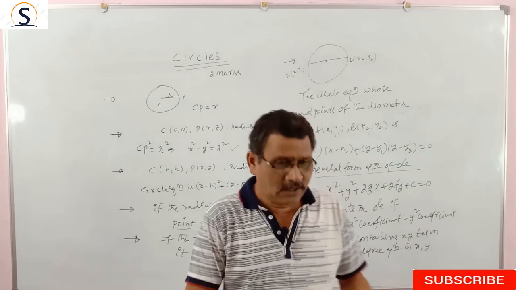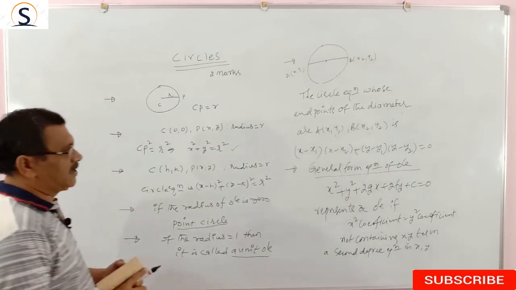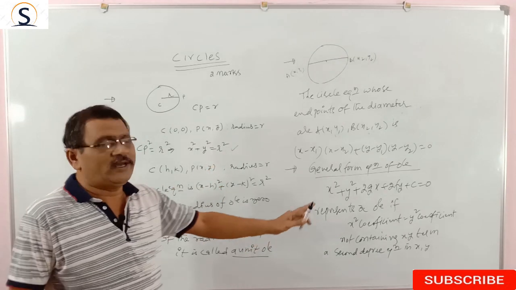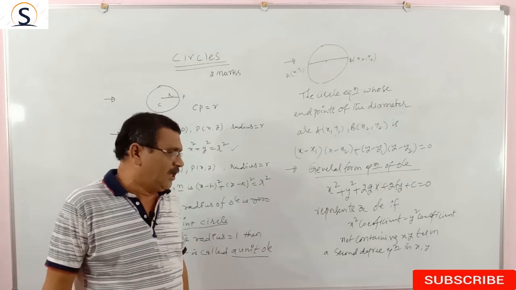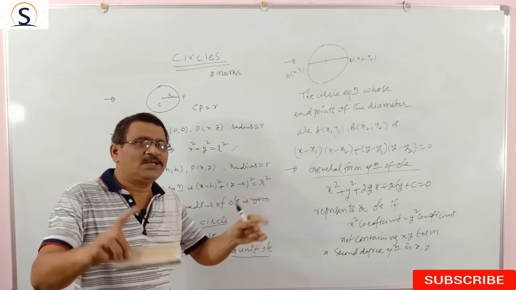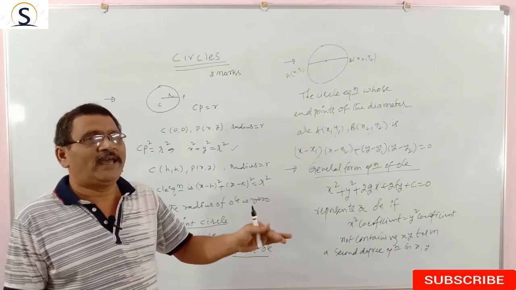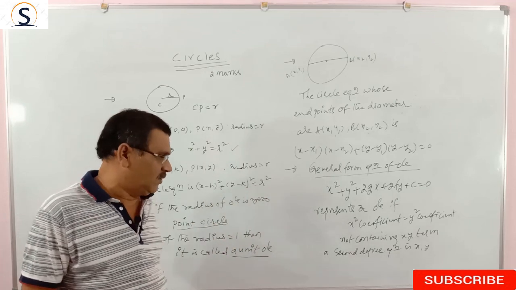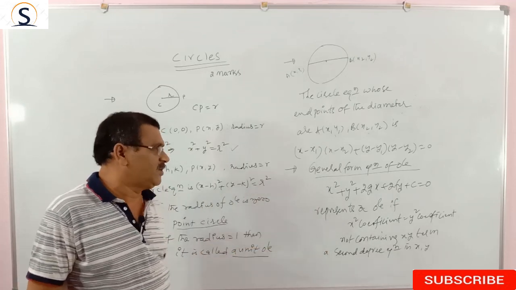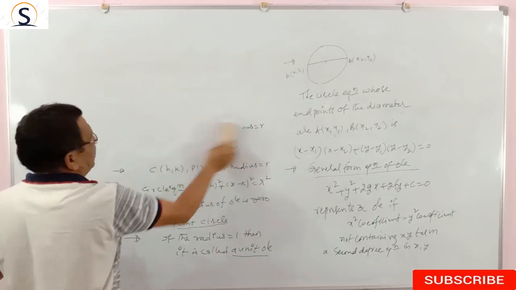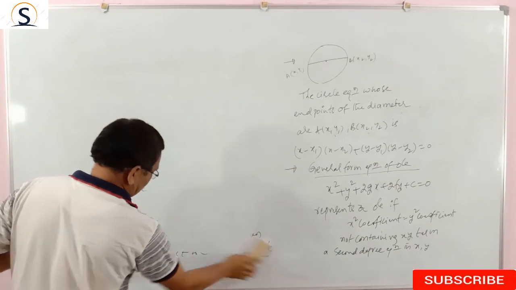So, three properties: the x square coefficient and y square coefficient are always equal, and there is no xy term in the equation. If an xy term is given in the equation, then for it to represent a circle, the xy coefficient must be equal to 0. Therefore, it is a second degree equation in x and y. Now, what about the center and radius of the circle?